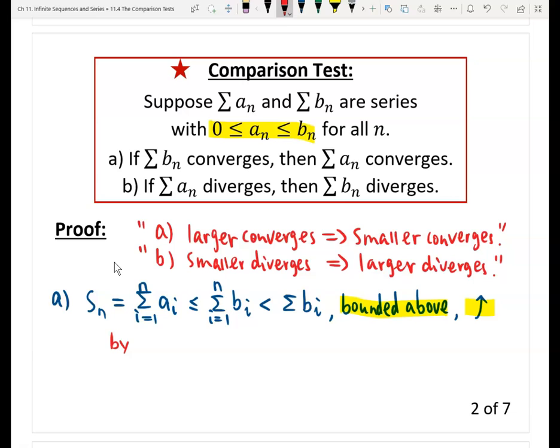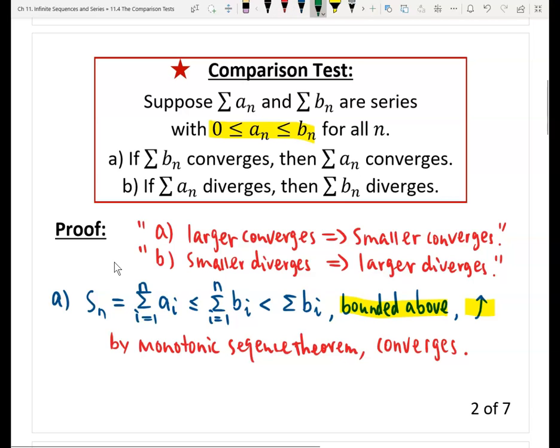So now, by the monotonic sequence theorem, what do we do? The sequence S_n converges. Therefore, the series a_n converges too, right? See, this is the proof for the first. Let me go into the second.